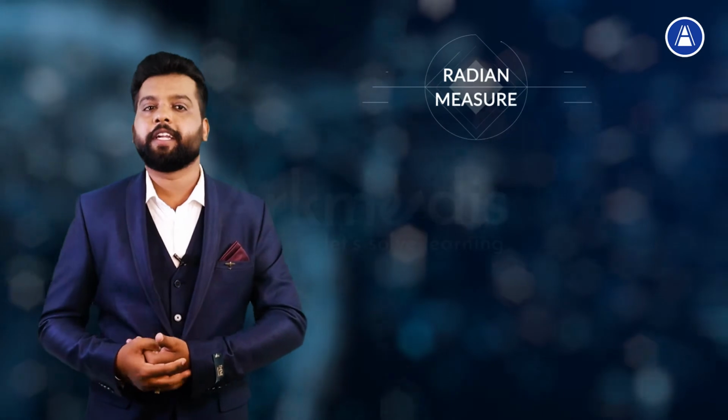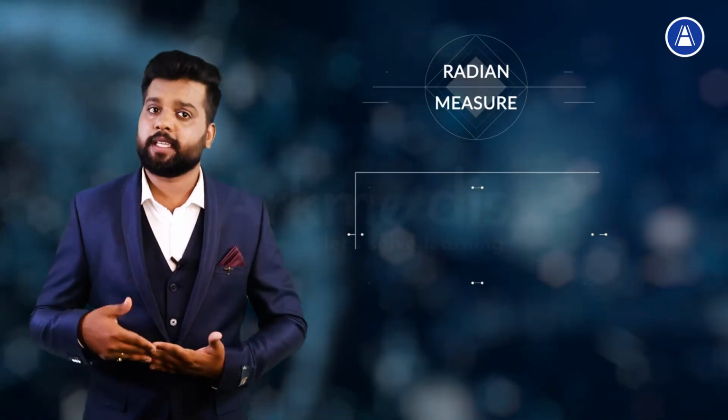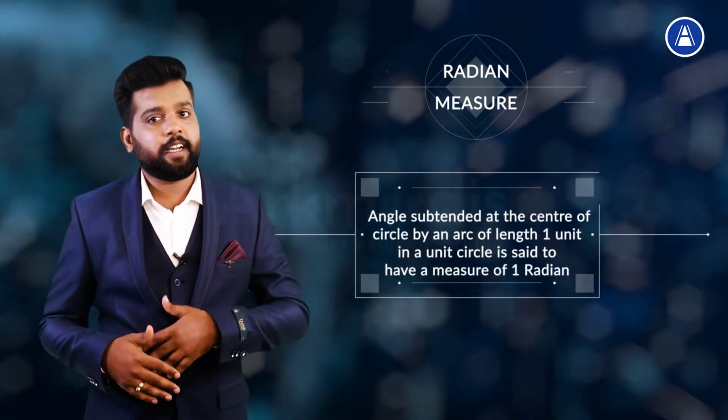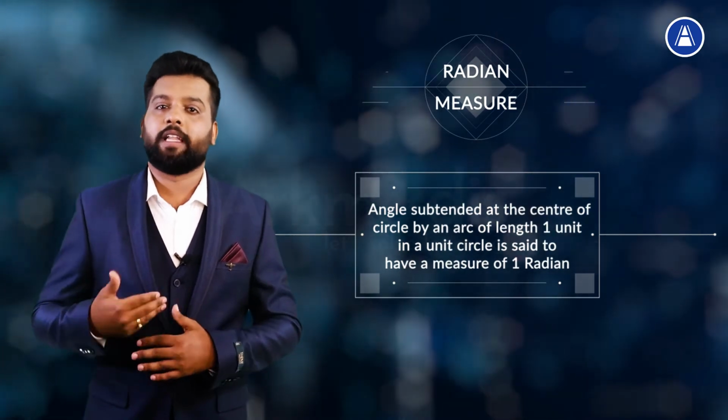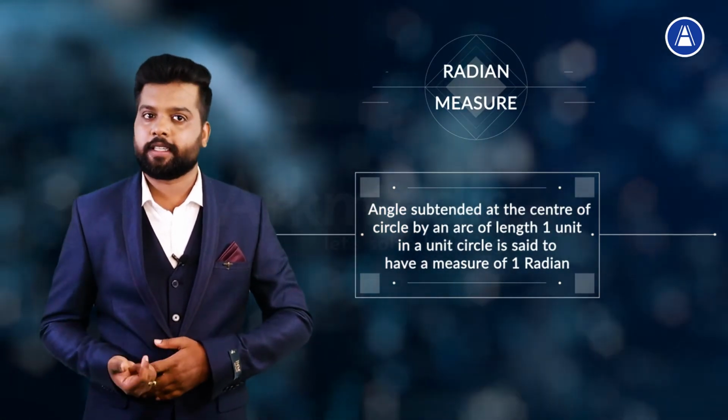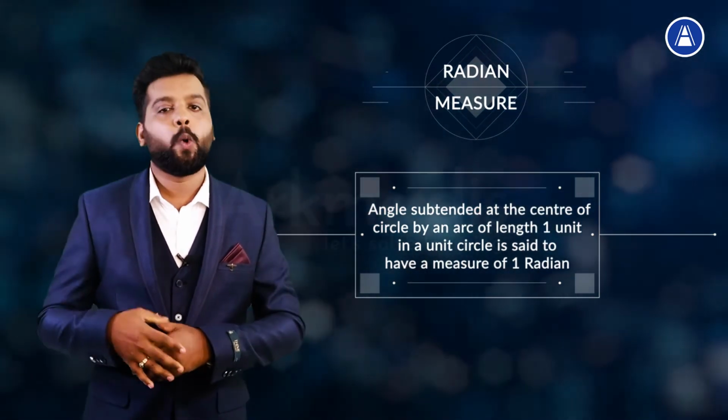Here are some angles whose measures are 360 degrees, 180 degrees, 270 degrees, minus 30 degrees, 420 degrees and minus 420 degrees. The second is the radian measure. This measure involves circles. Angle subtended at the center of the circle by an arc of length 1 unit in a unit circle is said to have a measure of 1 radian.